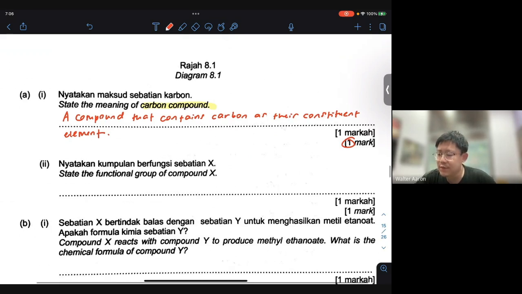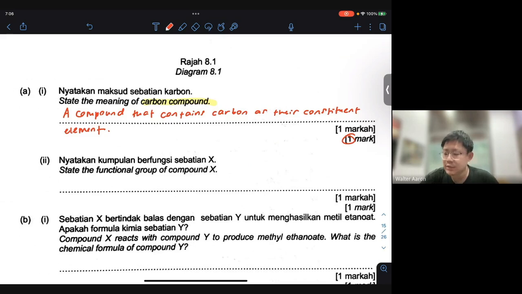Right, state the functional group of compound X. The answer is carboxyl group. So the carboxyl group is the one that contains COOH. So if you put dash COOH also can. Okay, so this is 1 mark.